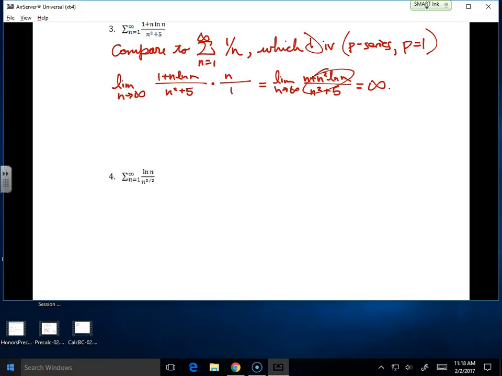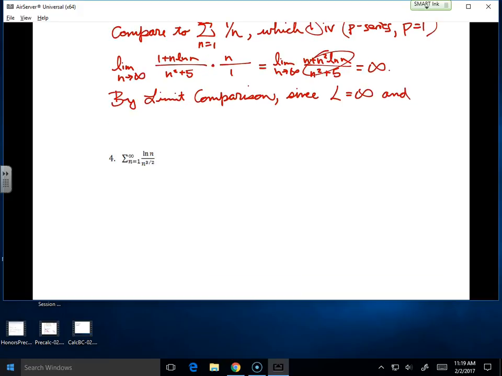Now we can say by the limit comparison test, since L is equal to infinity, and the comparison series diverges, ours diverges as well. We could have written them over and over again, but that's alright.